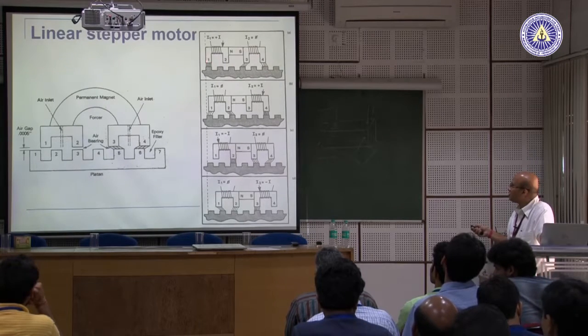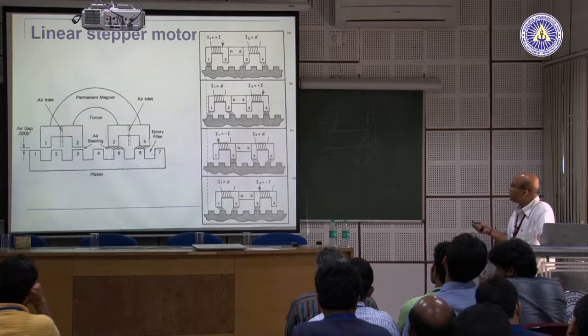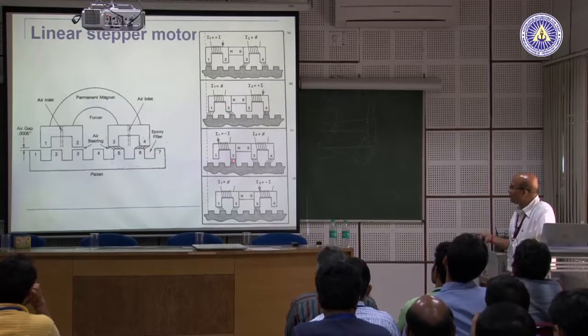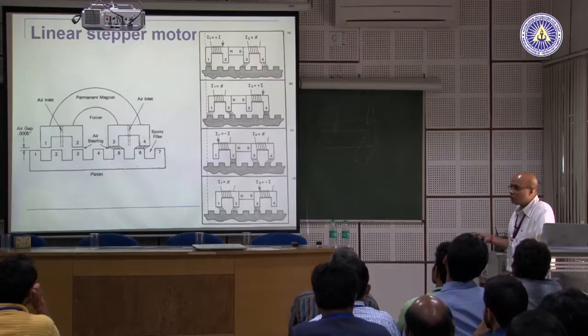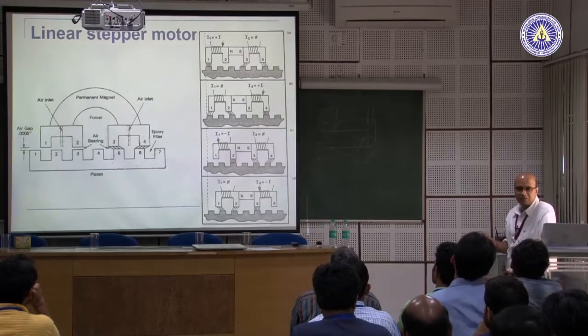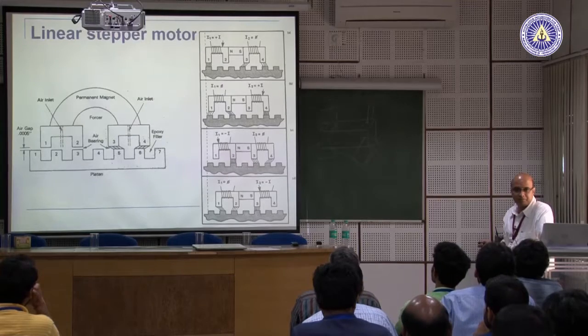So, first we actuate this pole. This one is attracted, then we actuate that one. This is attracted here, then we actuate this one. This is attracted here, and then we actuate that one. So, what has happened? You can see that this has moved in this direction. So, this is a linear motor. Okay. So, this is a linear stepper motor.